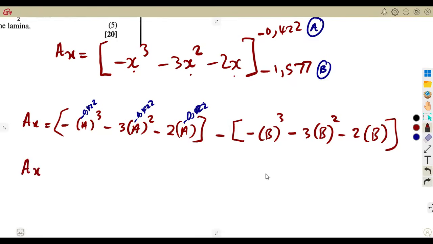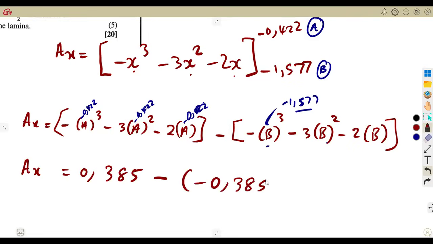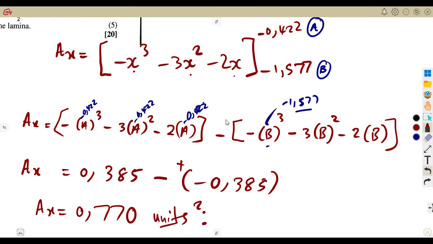The first part, this one, is going to give you 0.385. Minus the second part, when you substitute minus 1.577 in place of B, that gives you a negative 0.385. So minus minus is a plus. The area obtained is 0.770 to 3 decimal places. Remember, they say to 3 decimal places, so I just put a 0 there. This area is measured in what? Square units.